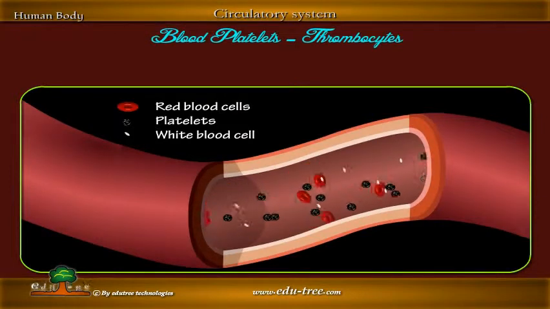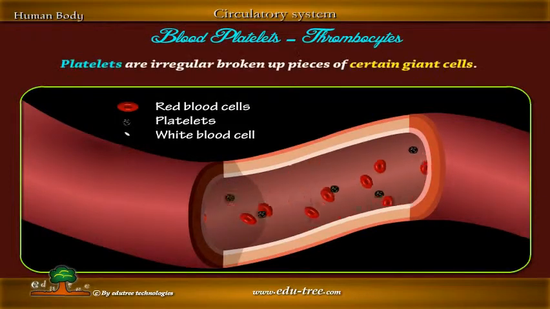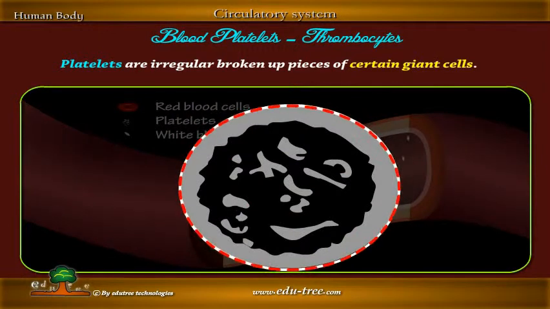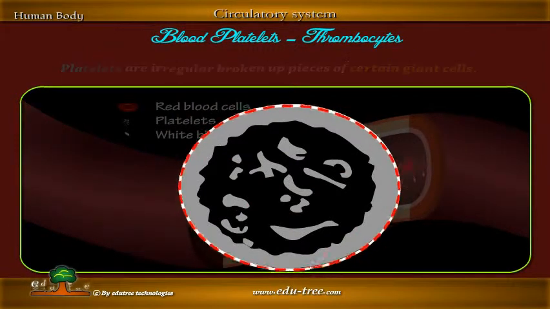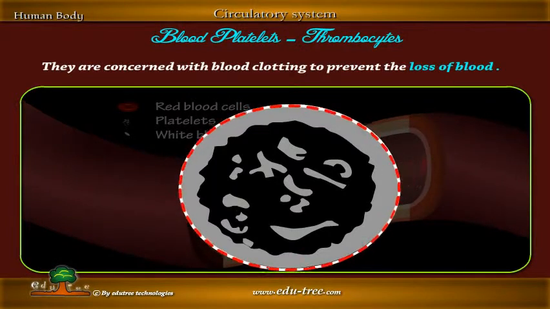Blood platelets, thrombocytes. Platelets are irregular, broken up pieces of certain giant cells. They are concerned with blood clotting to prevent the loss of blood.